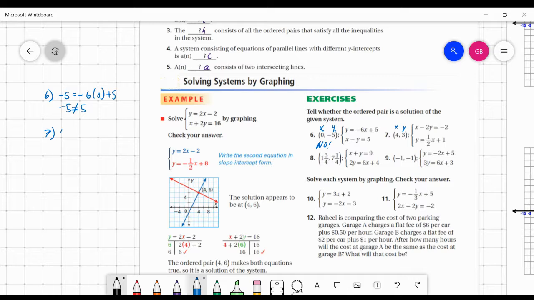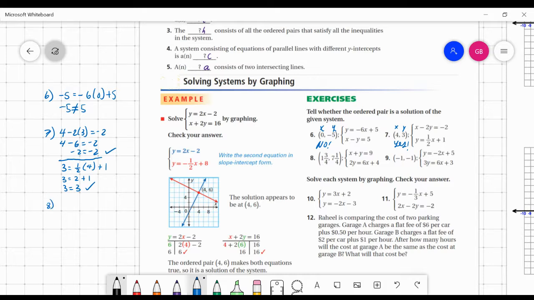Okay. Let's see, for number 7, x is 4, y is 3. So for the first equation, we have 4 minus 2 times 3 is equal to negative 2. So 4 minus 6 is negative 2. So negative 2 equals negative 2. That works. And then for the second equation, y is 3. 1 half of 4 plus 1. Half of 4 is 2 plus 1 is 3. So that works. So for number 7, it's a yes.